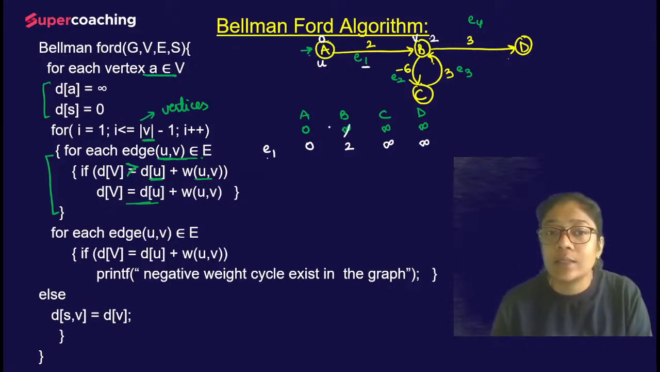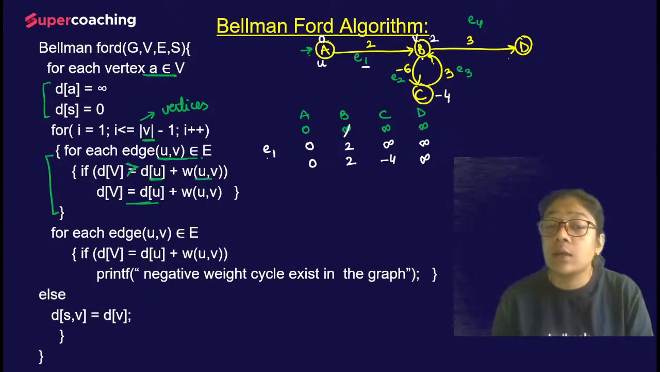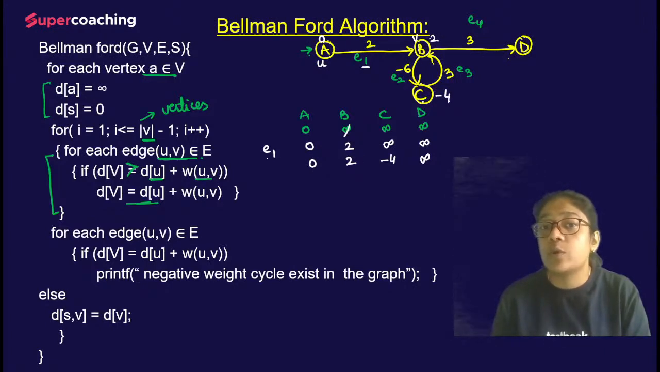Now consider the next edge. Next edge is E2. So 2 minus 6 is minus 4. So here we are getting the value minus 4. Minus 4 is smaller than infinity. Yes, so this gets updated. क्योंकि E2 का इफेक्ट सिर्फ और सिर्फ किसके ऊपर हो रहा है? C के ऊपर, तो इसलिए बाकी की सारी वैल्यू सेम आएंगी. This is E2. E3.